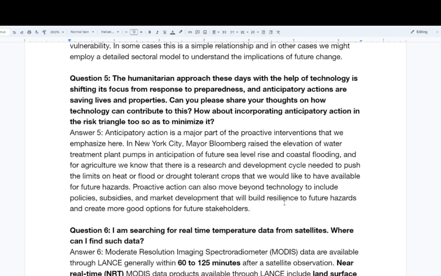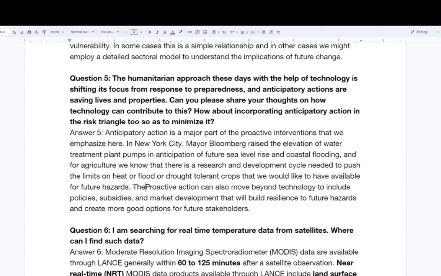So some examples of that is based on our scientific reports. In New York City, Mayor Bloomberg raised the elevation of the water treatment plant pumps in anticipation of future sea level rise and coastal flooding. In agriculture, we work with breeding companies that have told us that their research and development cycle, if they're trying to build new varieties that have heat or flood or drought tolerance, those can take 10 years or more.